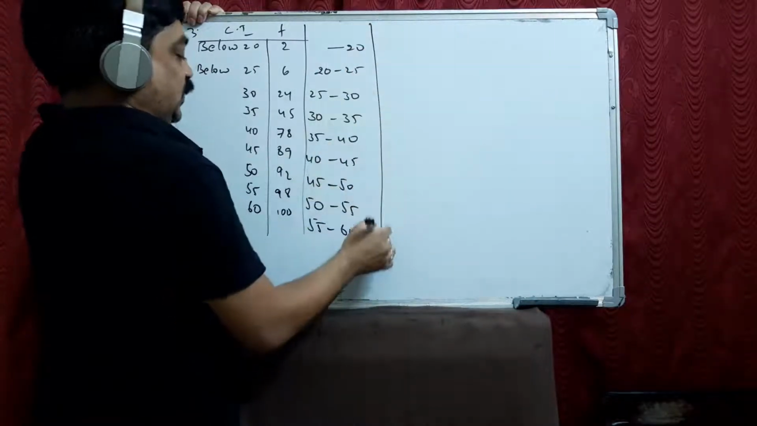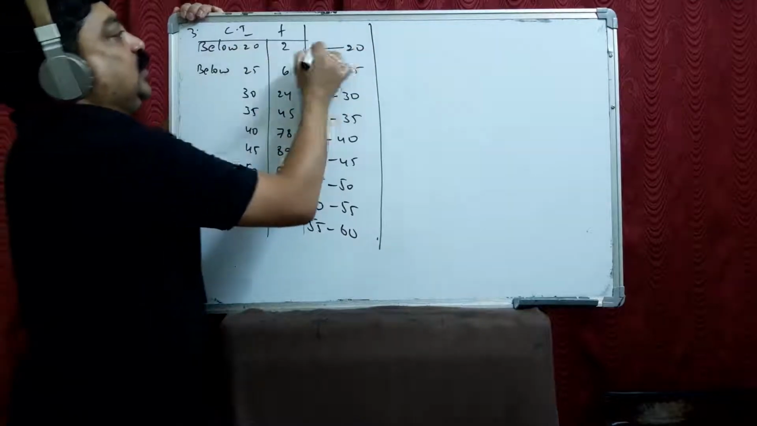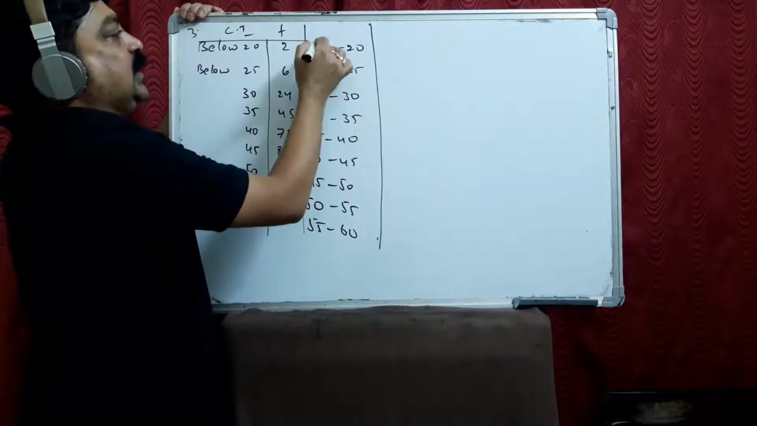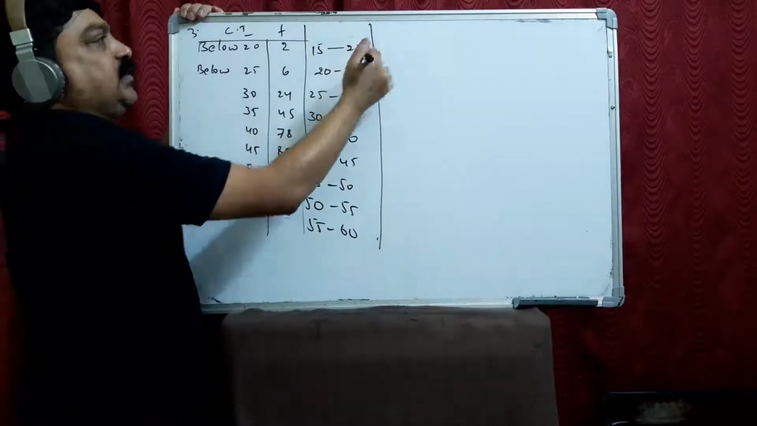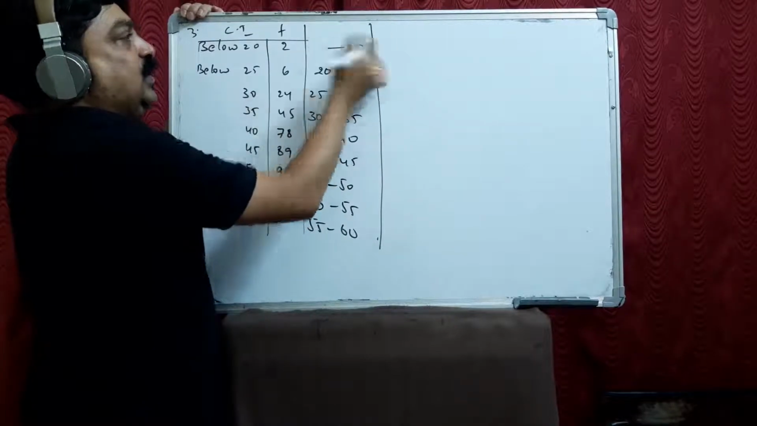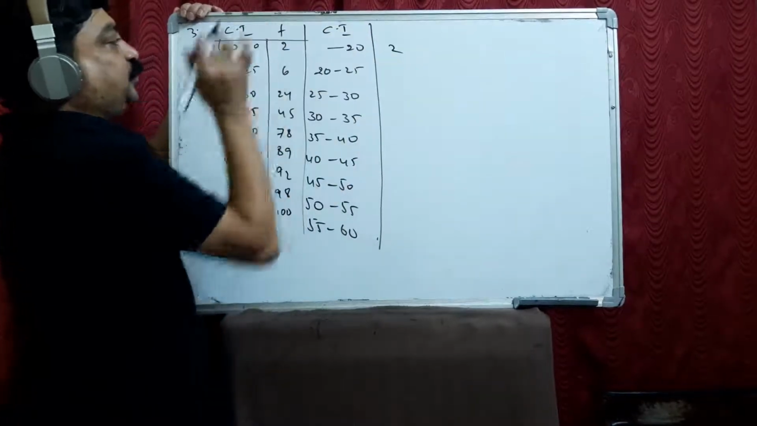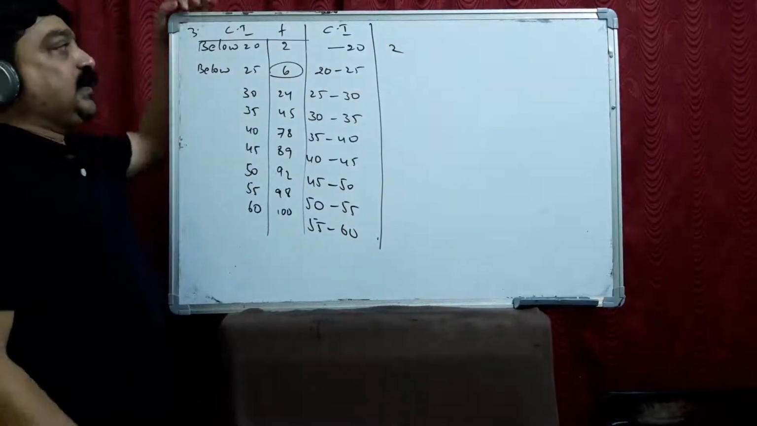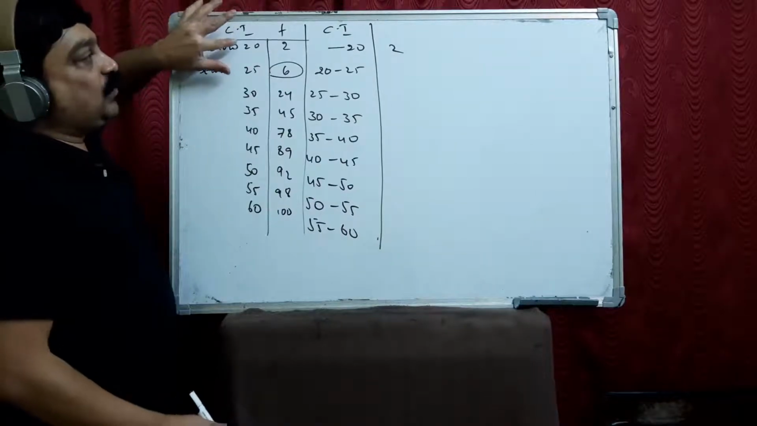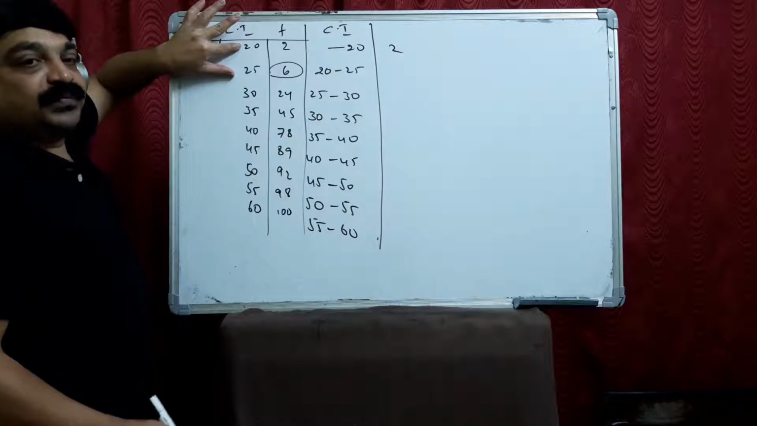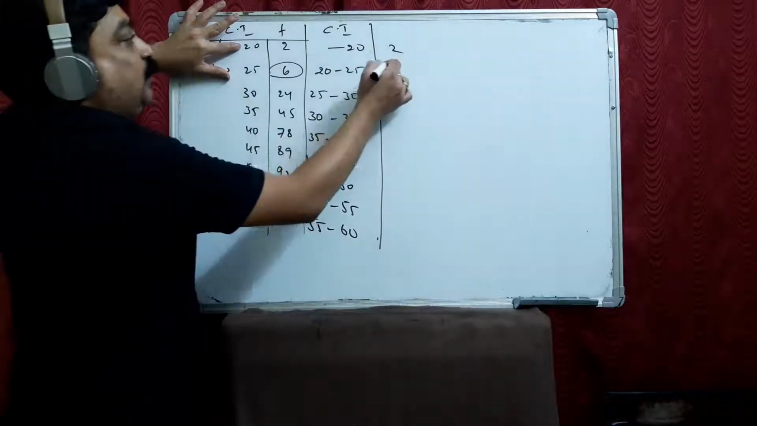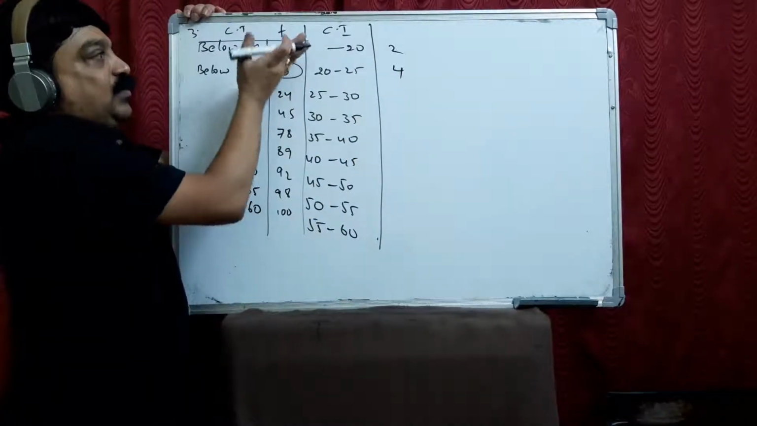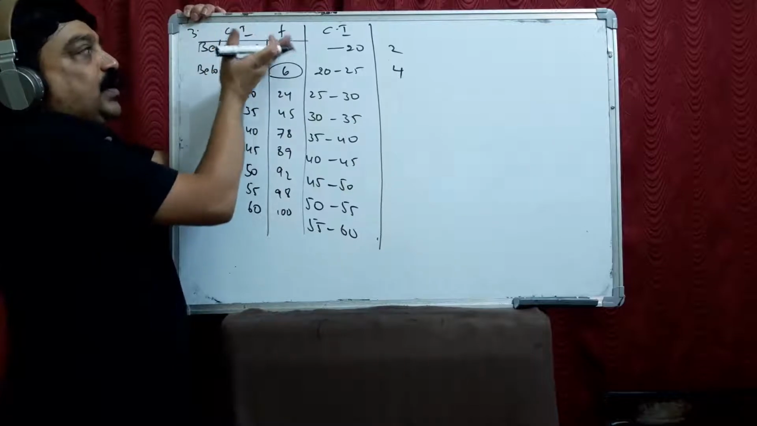How to find out these values? I tell you. Below 20, you can take 0 to 20, or since the difference is 5 here, you can take 15 to 20, anything. Below 20 it is given, so the actual lower limit is not required here. So you take it as 2. Now below 25 is given as 6, and below 20 is 2. So what will be the number between 20 to 25? It is nothing but 4. Agree? Because below 25 should be 6, and if you want from 20 to 25, you have to remove below 20.